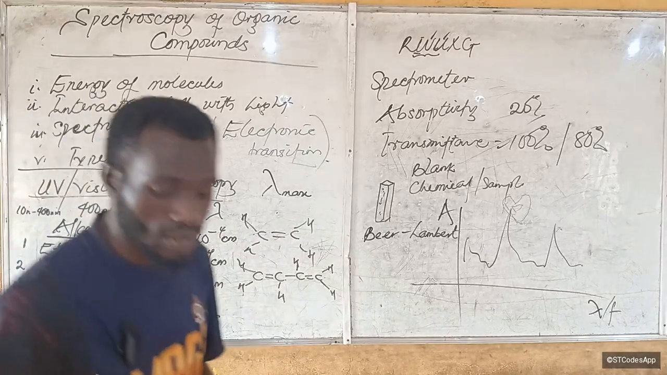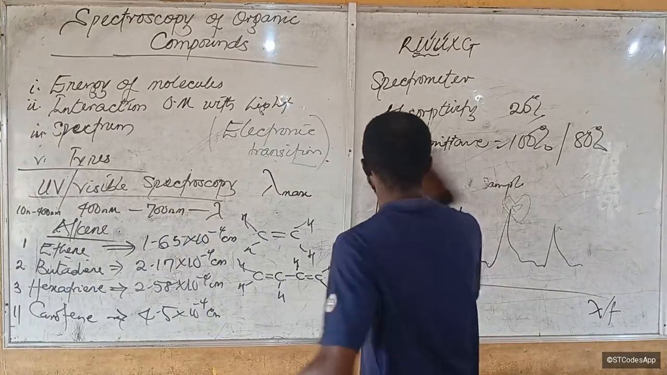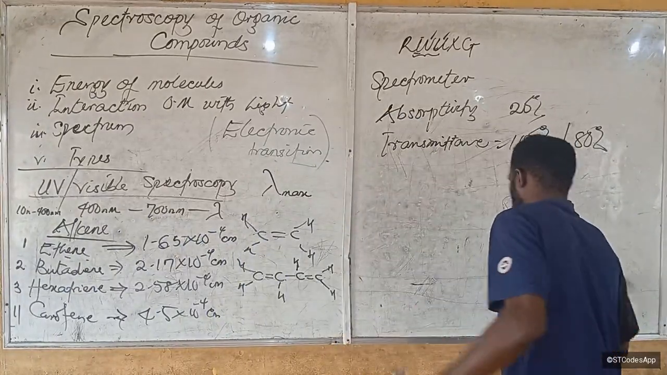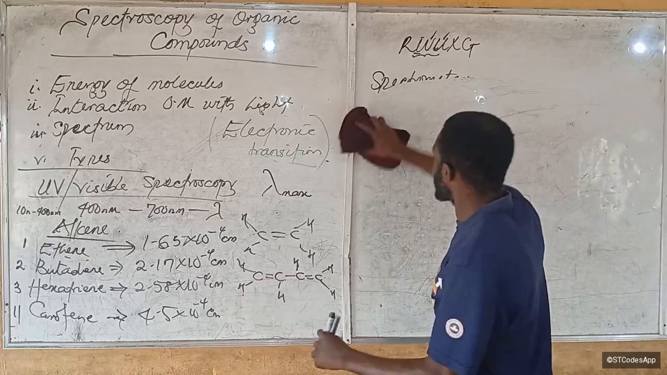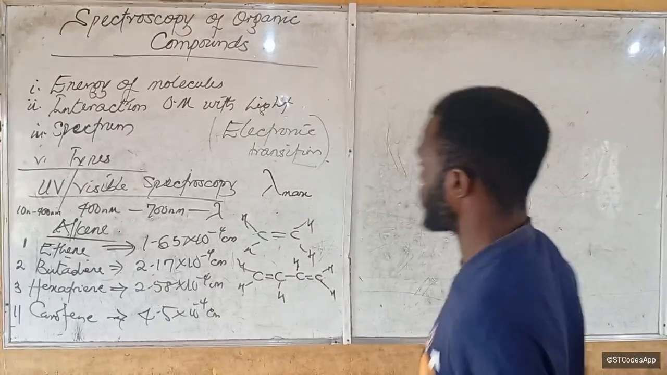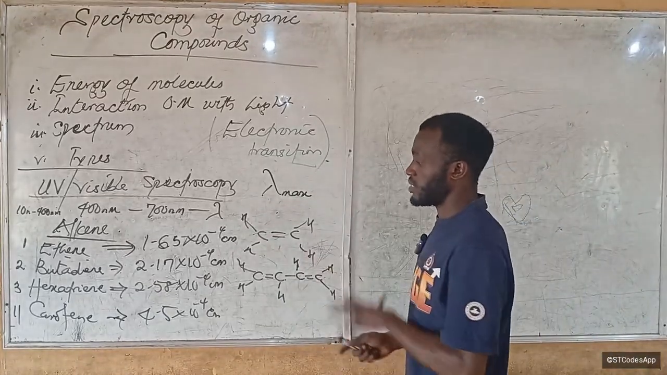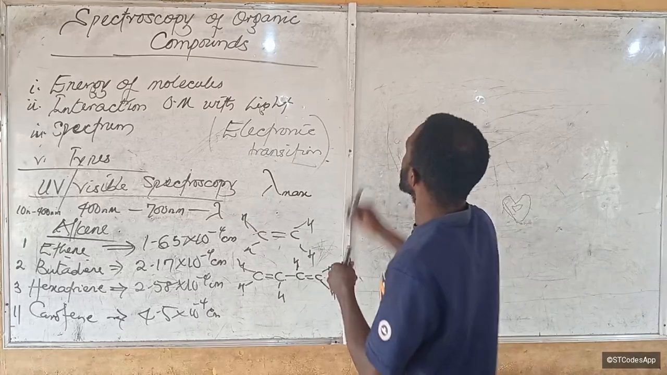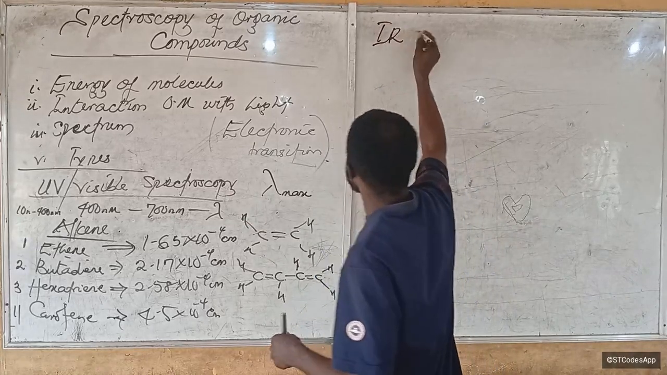All right, then the second type of spectroscopy that I will talk about. I will not talk about the NMR in this video. That's the nuclear magnetic resonance spectroscopy. I'll just be talking about the UV and the IR spectroscopy. IR stands for what?